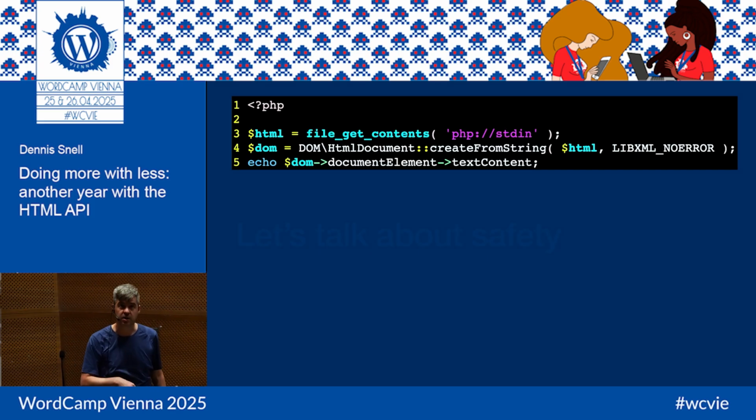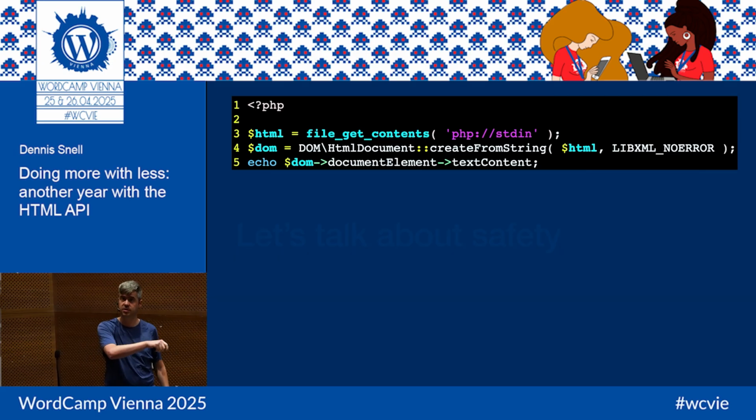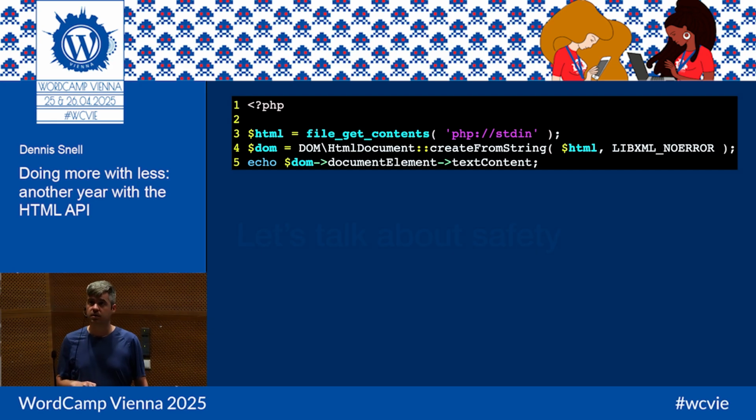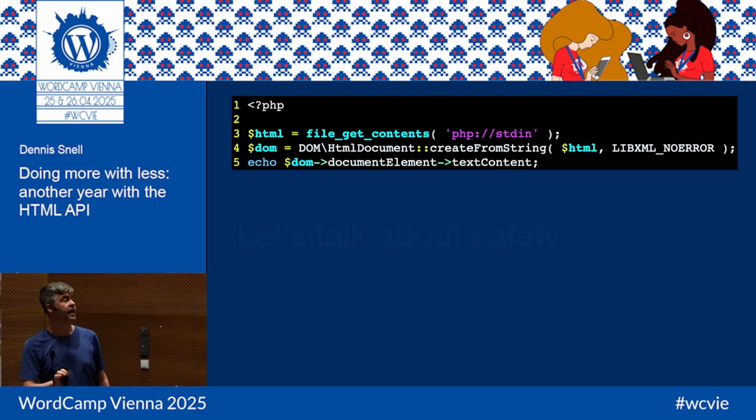And speaking of speed, DOMDocument, or hopefully nobody in this room ever uses DOMDocument for HTML, but DOM HTMLDocument is much faster than the HTML API. It's a good tool, and it has its place. But let's talk about safety.